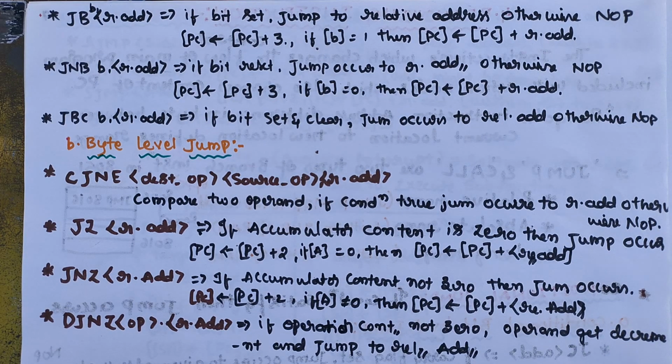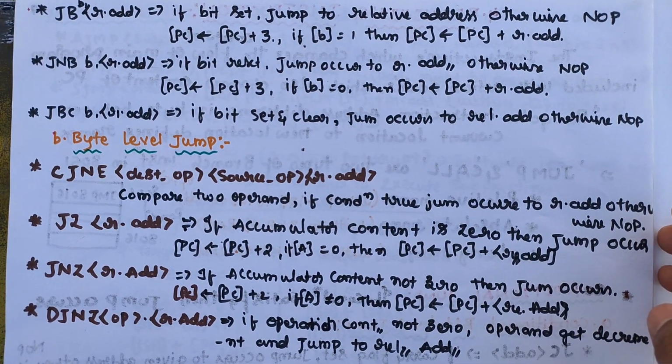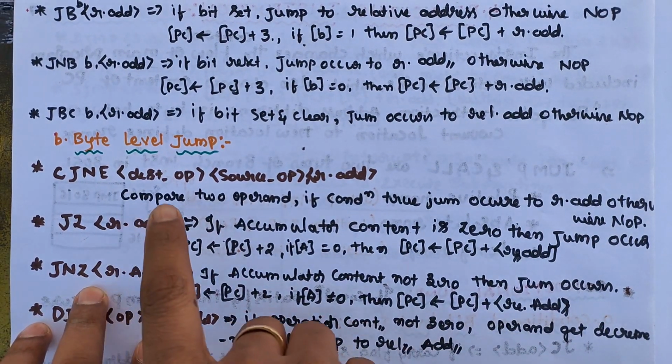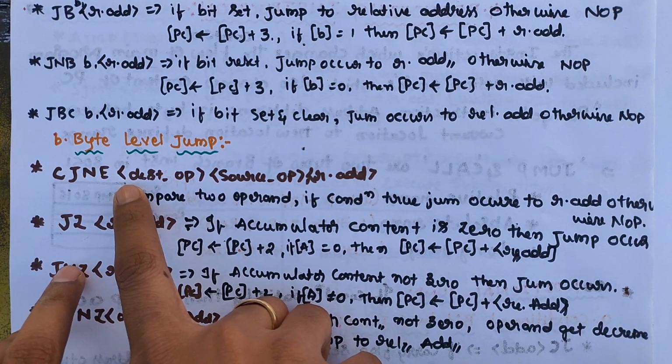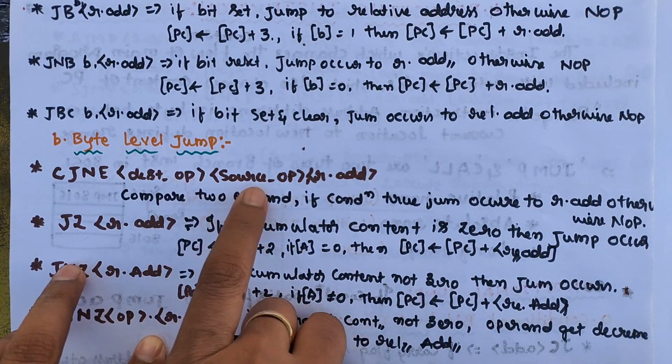In the last lecture, we discussed some logical instructions and some branching instructions. A few branching instructions were left over, and those are the byte level jump instructions. The first byte level jump instruction is CJNE, compare and jump if not equal, with a destination operand and a source operand.